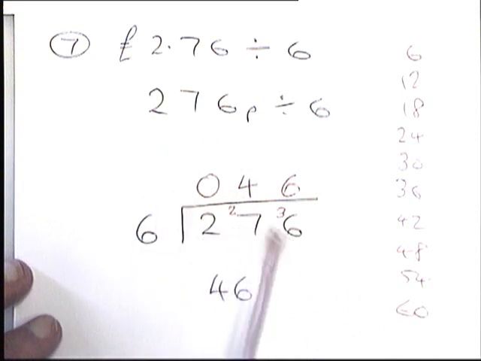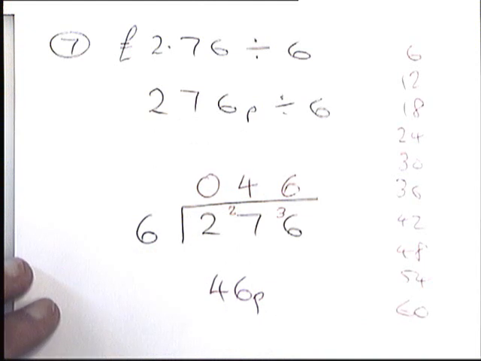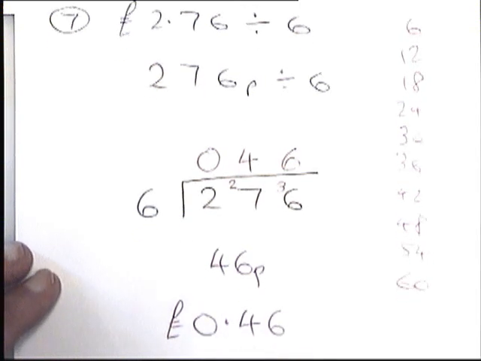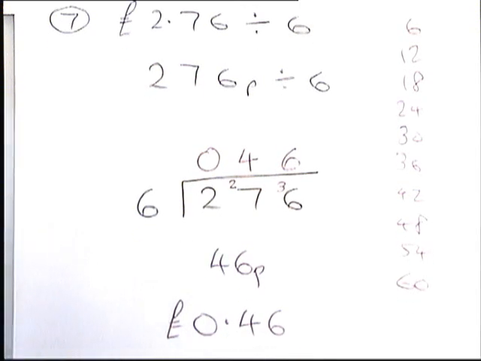And because the 276 was in pence, that's in pence, 46 pence. If you had to write your answer in pounds, there is no pounds and 46 pence. So that would be written down like that. So again, another dividing question.